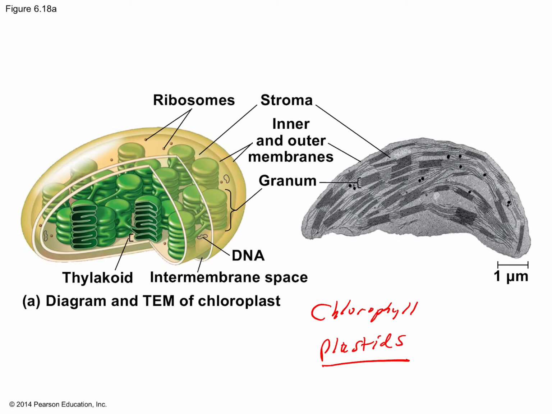Okay, so those are the energy-related organelles. And we've seen how they're related, right? They're related in the sense that mitochondria break sugar down and produce CO2 and water. Chloroplasts take that CO2 and water in the presence of sunlight and rebuild it back into sugar. So it's this sort of cyclical chemical relationship between these two very important organelles.